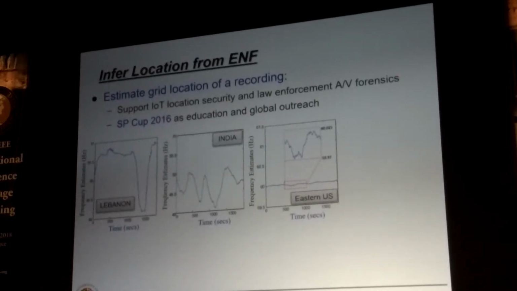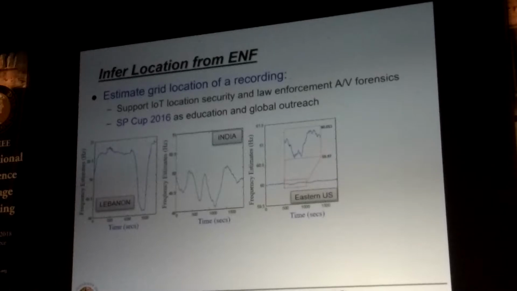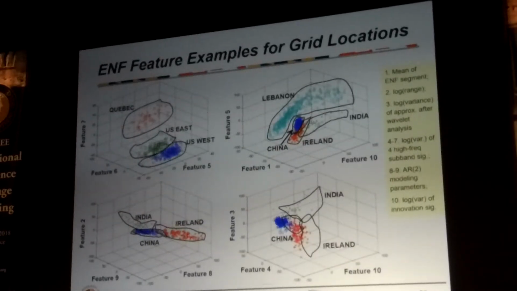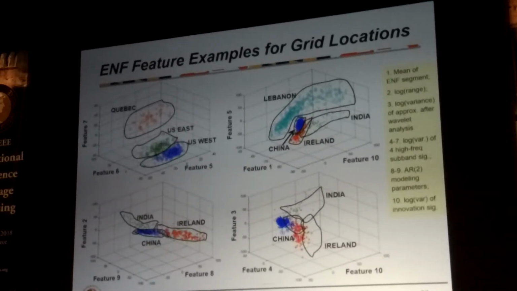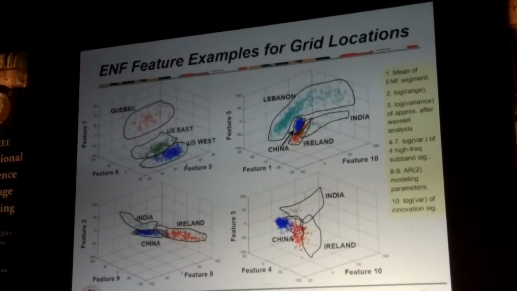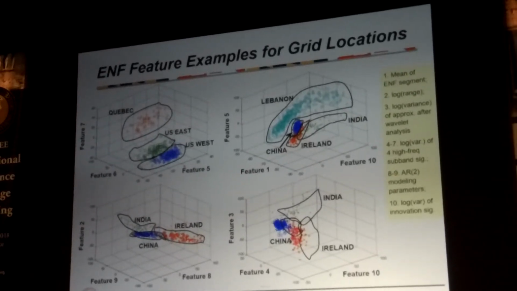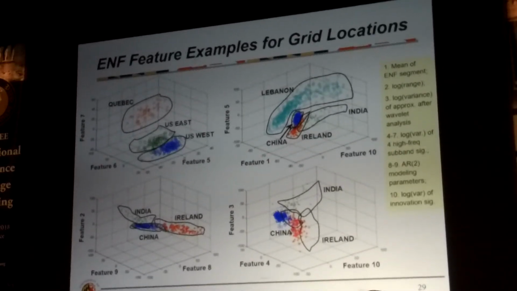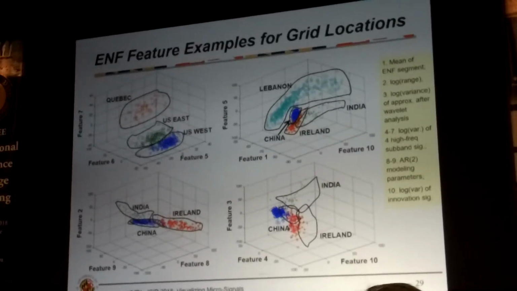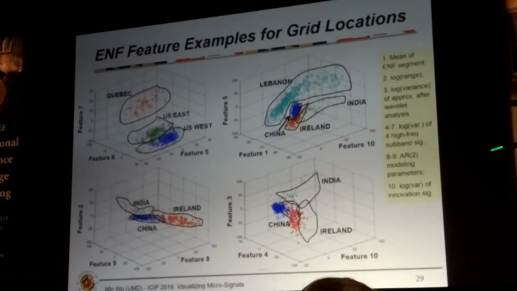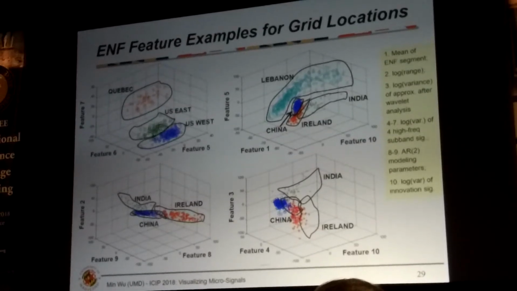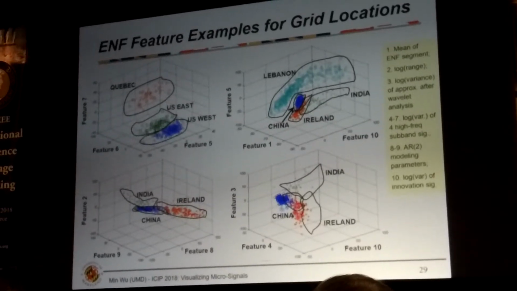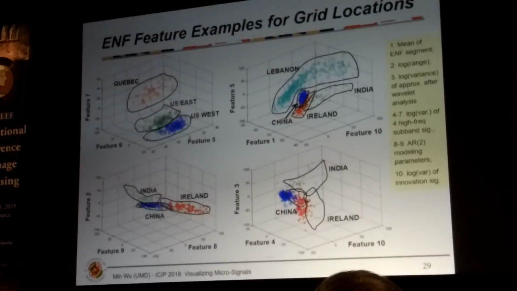will be the variation pattern using pattern recognition and machine learning mechanisms to infer the likely grid locations. For example, the mean values would help us to decide whether this is 50 or 60 hertz, and we can also look at the time-frequency patterns of variations of the ENF. Those are the wavelet coefficients that we obtain. And we also find the autoregressive modeling, in terms of the autoregressive parameters, as well as the variance of the innovation sequences, are also helpful as features to do the distinction.